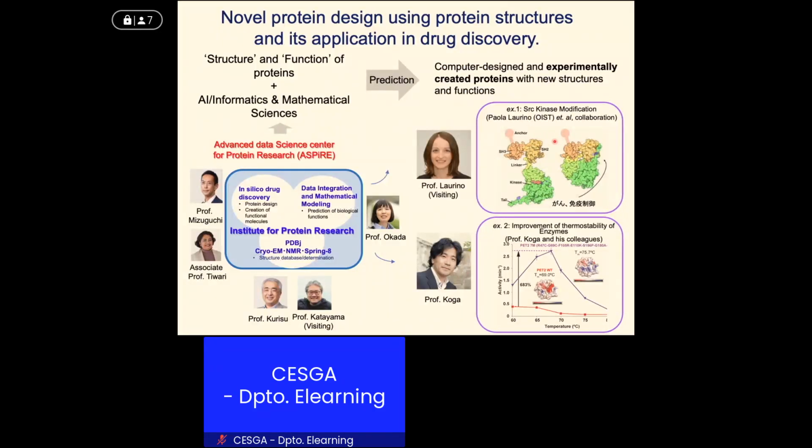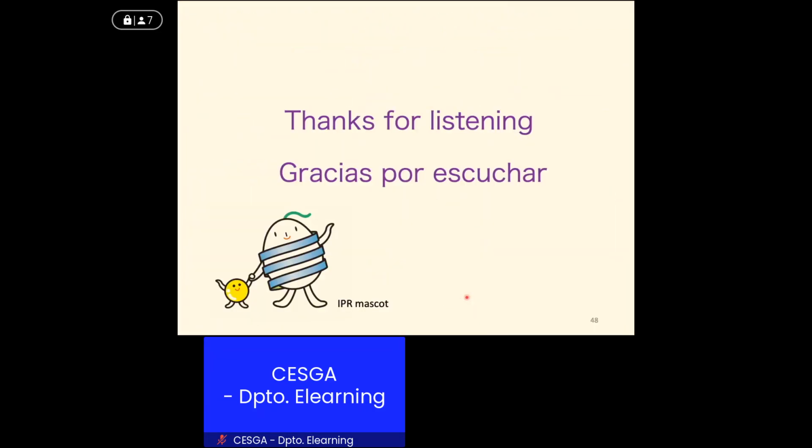Right now we are trying to design a SARC kinase to make a new inhibitor, and also to improve the protein stability of that protein. So we actually encourage a lot of collaboration with this center, and I hope if you have time, you can visit us for discussion and seminars. So thanks for listening. Gracias.